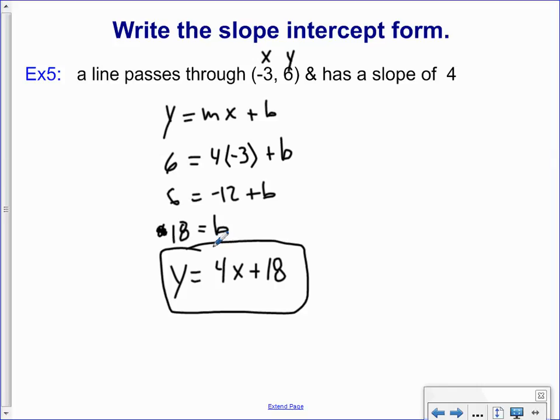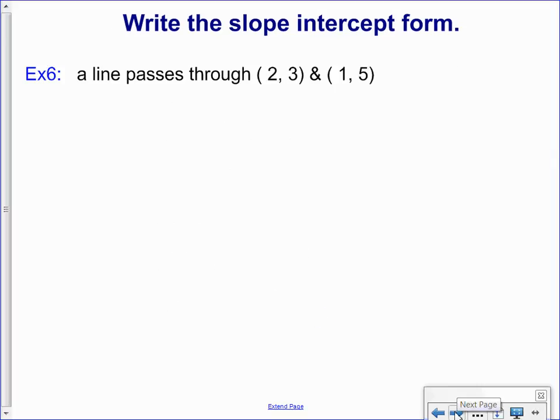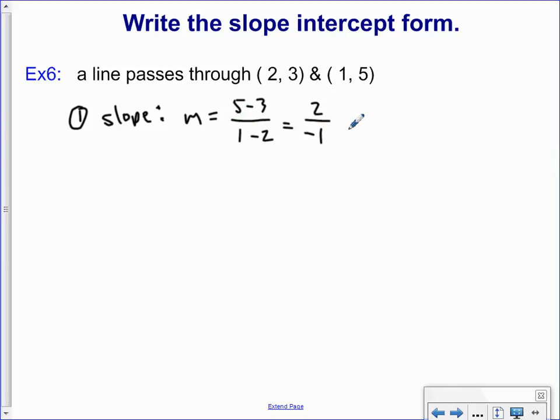Not bad. Okay. Here's what you get to practice a few times today. What if I didn't tell you the slope? You have to use the slope formula. So step 1, find the slope. M is equal to, give me some. 5 minus 3 over 1 minus 2. So it's 2 over -1, which is -2.